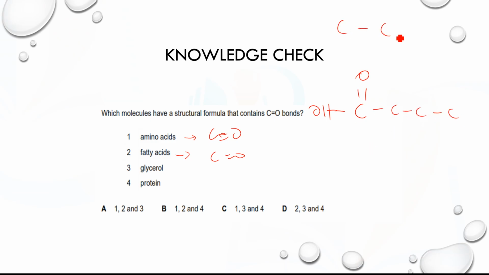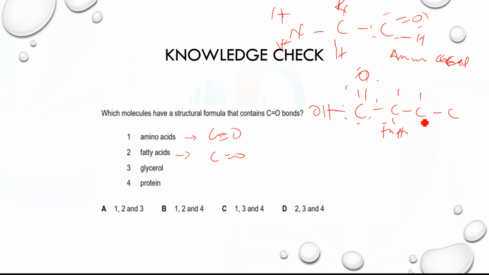You know amino acid now. See this amino acid, and this CO group. This guy has a CO group, right? So this is an amino acid, and this is a fatty acid. Don't forget that these are hydrocarbon chains with hydrogen atoms attached.